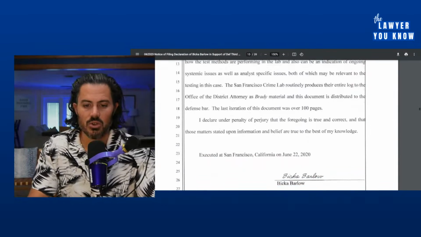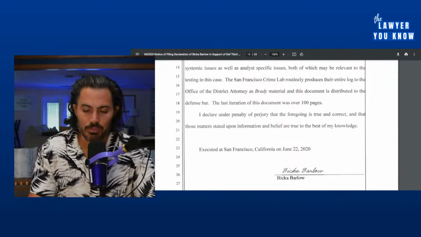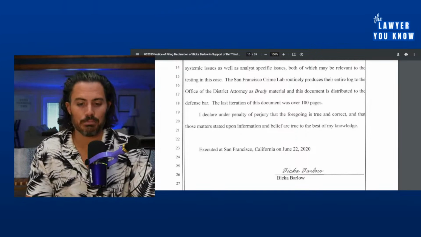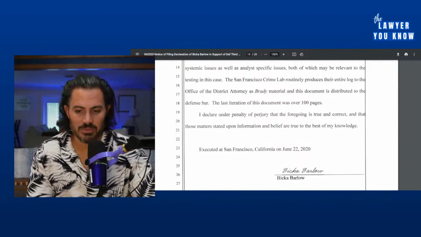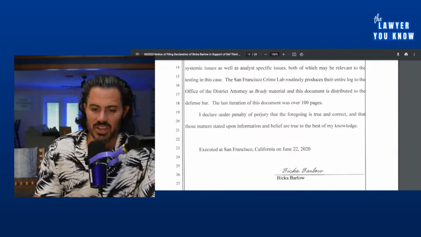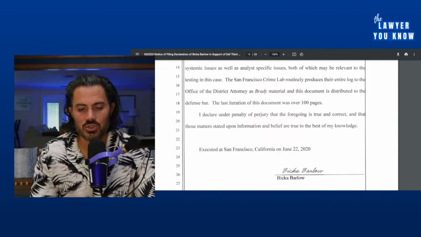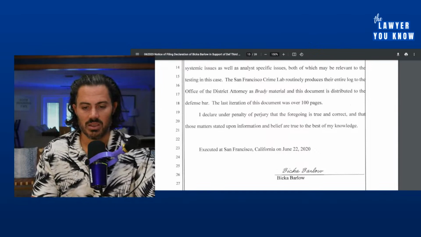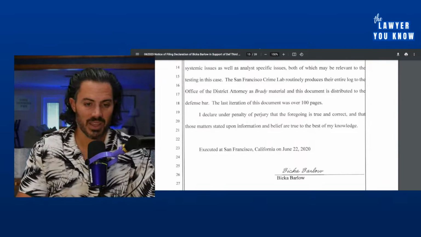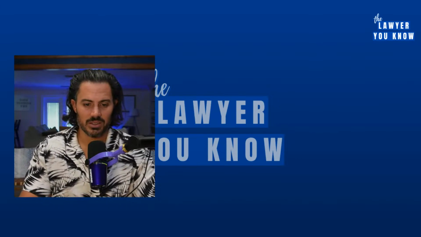The San Francisco Crime Lab routinely produces their entire log to the Office of the District Attorney as Brady material. And this document is distributed to the defense bar. The last iteration of this document was over 100 pages. So they're saying this is how we do it in California. Now, that can cut both ways. Idaho's probably like, yeah, this ain't California. So you can keep that in California. But the point is, I think we should produce this stuff.